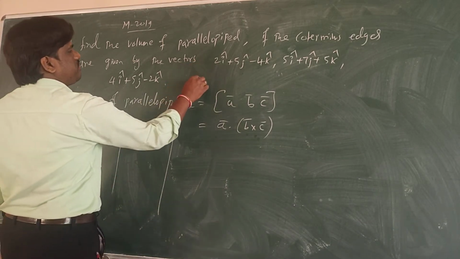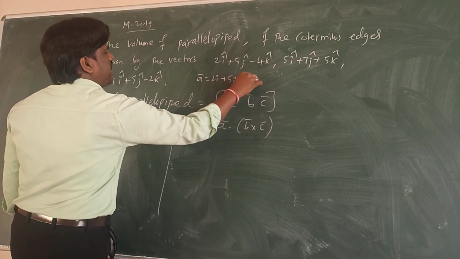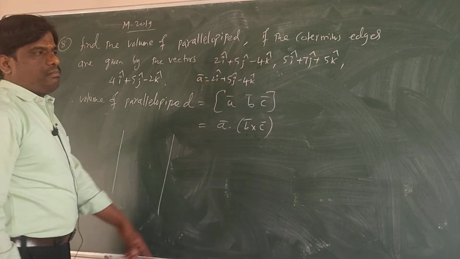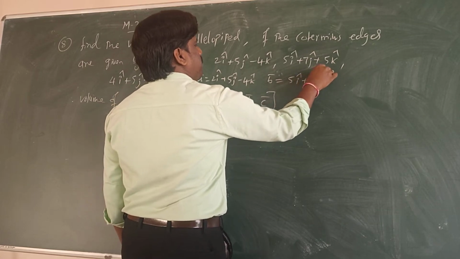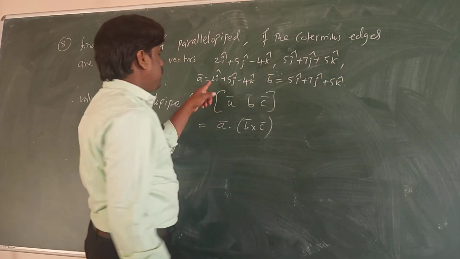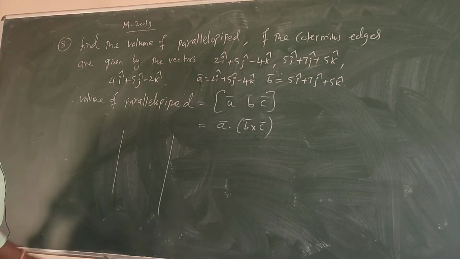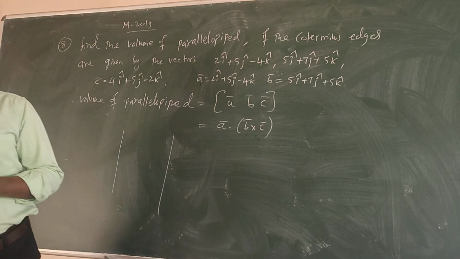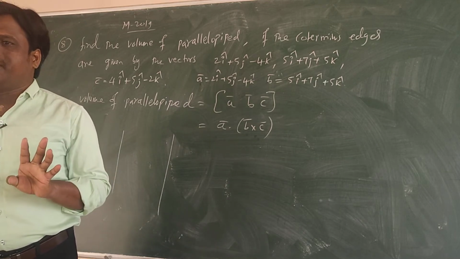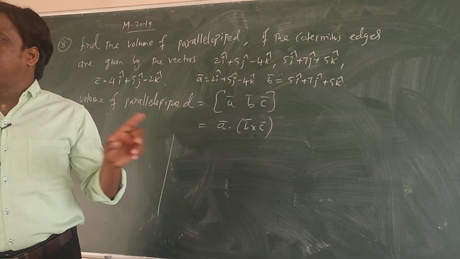So this is A. A is 2i plus 5j minus 4k cap. B is 5i plus 7j plus 5k cap. You have to write this: A is equal to this, B is equal to this, C is equal to this, C vector. So box ABC, volume of parallelepiped equal to box ABC. See, the parallelepiped proof is deleted. HSC class 12 proof is deleted, but problems are not deleted.